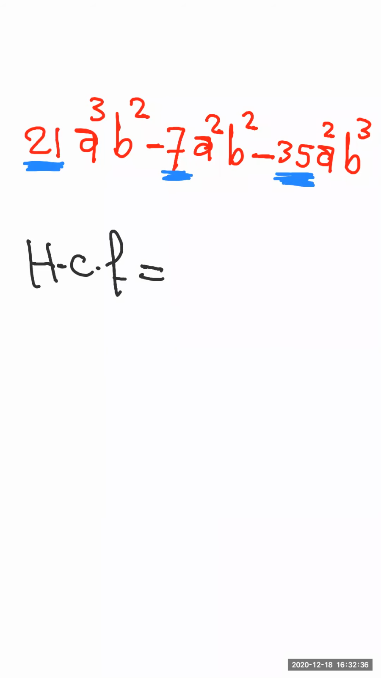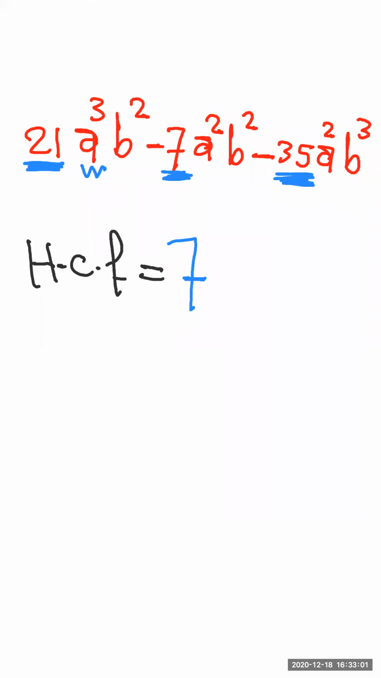First number is 21, then the second is 7, then 35. So I have to check the lowest number first. This is 7. Okay, so do the other numbers divide by 7? Yes, 21 is divisible by 7. 35 is divisible by 7. And 7, of course, is divisible by 7. So the highest common factor here for the numbers is 7.